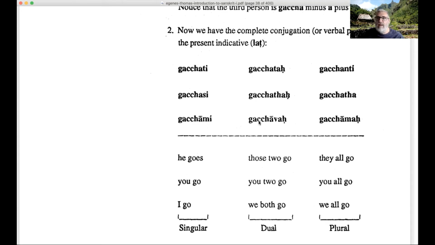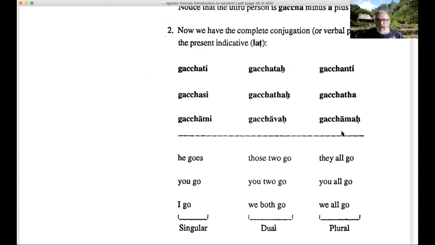Okay, another one. Gachamaha is what? What person is it? Third person, and what number? No, it's first person because it's we. We all go. So it's first person, where you're speaking about yourself. Plural. First person plural in English, which is called Uttama in Sanskrit. I'm not going to ask you to do it in Sanskrit. Otherwise, if you were in India, the teacher would say gachamaha, and the student would have to say Uttama Purusha Bahuvachanam.